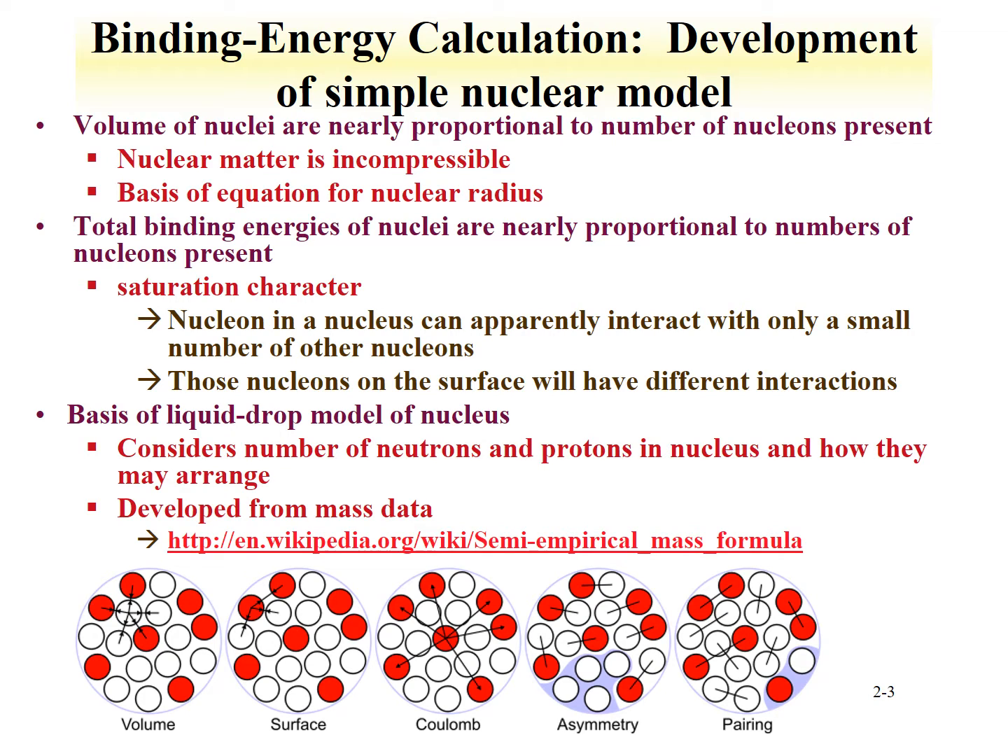And this is all developed from mass data, and you can get some information from this web link here. Fundamentally, what this describes is that nucleons are going to have different interactions if they're in the volume. If they're in the middle of this drop, they're saturated. If they're on the surface, well, they're not completely saturated. They've got some interactions here, but nothing out over here. There's a Coulombic interaction. The reds are protons, the whites are neutrons.